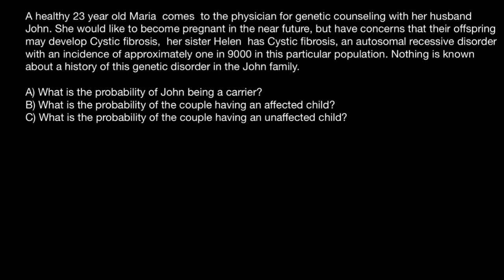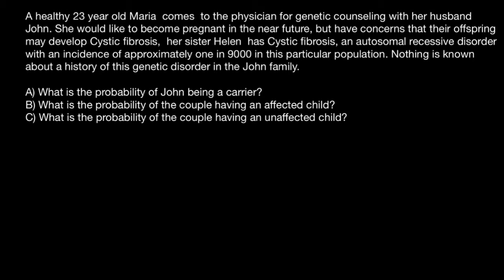Today's problem I got from one of my subscribers, and here's the problem. A healthy 23-year-old Maria comes to a physician for genetic counseling with her husband John. She would like to become pregnant in the near future, but has concerns that their offspring may develop cystic fibrosis. Her sister Helen has cystic fibrosis, an autosomal recessive genetic disorder with an incidence of approximately 1 in 9,000 in this particular population. Nothing is known about the history of this genetic disorder in the Jones family. And here we have to answer these three questions.